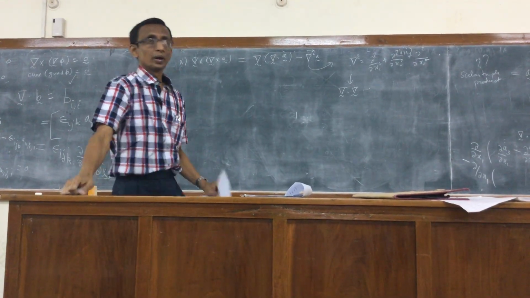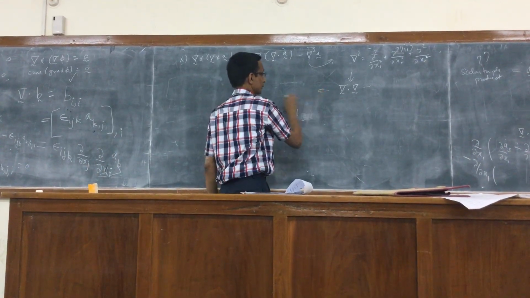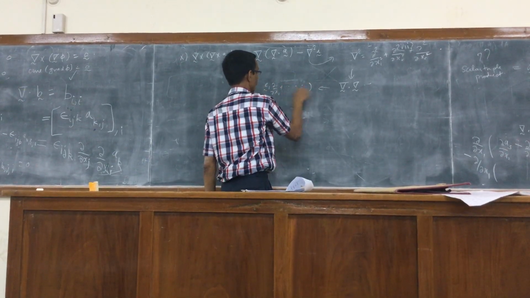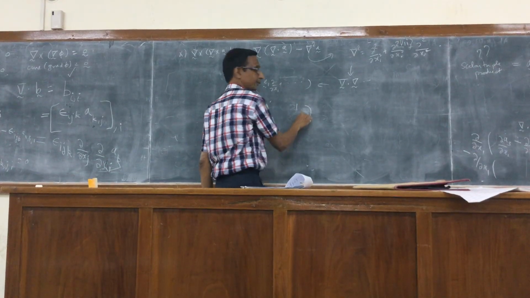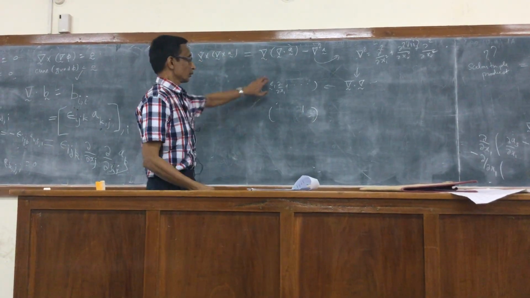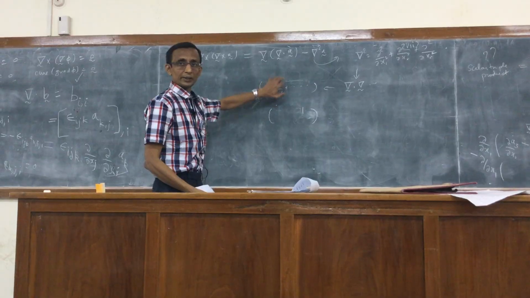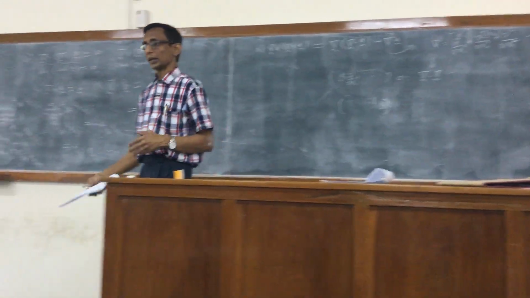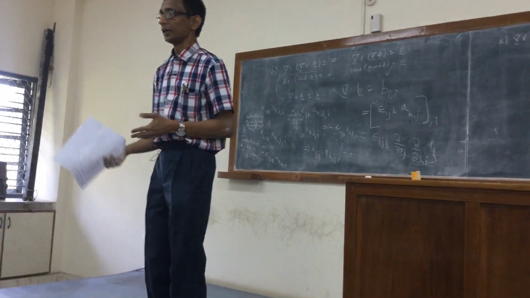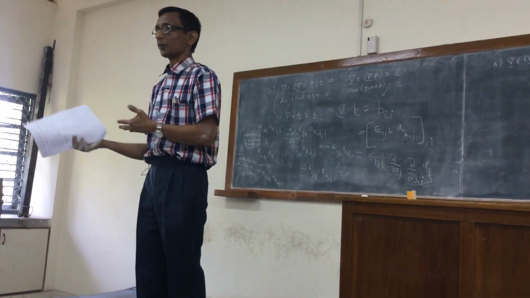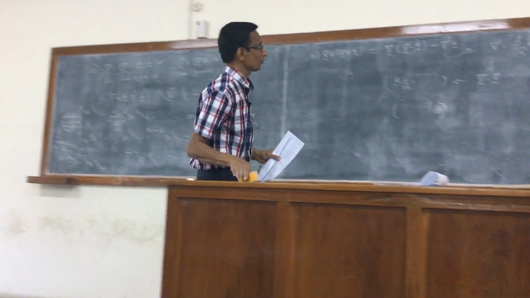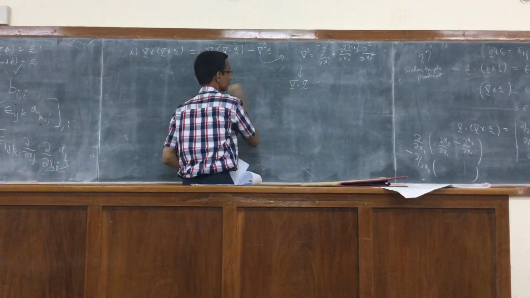So the way to verify this is I write this as e1 d/dx1 plus so on. I take the dot product with itself. So clearly, only e1 dot e1 will give me d squared/dx1 squared, e2 dot e2 will give d squared/dx2 squared, and similarly e3 dot e3 will give d squared/dx3 squared. All the other terms will be zero, right? So that's another way of writing that.